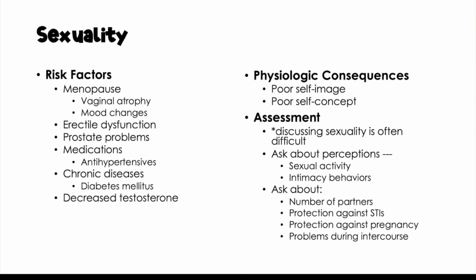Now, risk factors for impaired sexuality. Women experiencing menopause will experience vaginal atrophy, dryness, and mood changes, which are caused by decreases in estrogen and progesterone. They can also experience decreased libido through all of that, which can impair sexuality. Men can experience erectile dysfunction or prostate problems that lead to sexual impairment. Some medications, particularly antihypertensives, can cause erectile dysfunction.